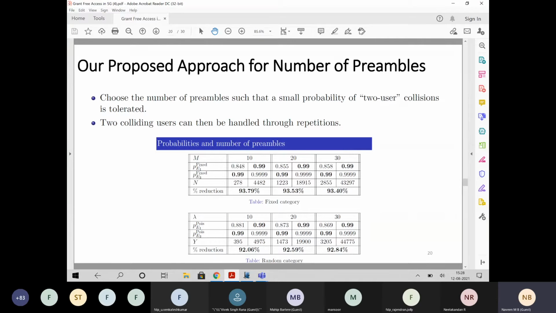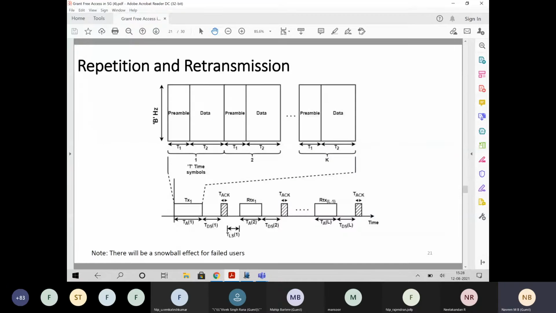So it increased the number of resources a little bit, but it hugely reduced the number of preambles. And again, the same behavior was observed even in the Poisson case. Okay, so this was the initial work. All of this got published in a conference paper. This was all the initial work. So in our next work for the journal paper, we considered all these works along with repetition and retransmission.